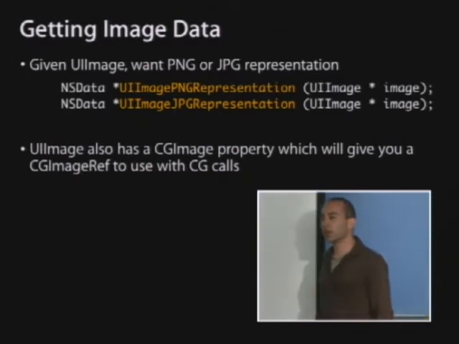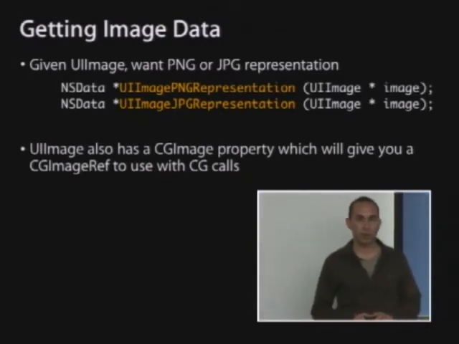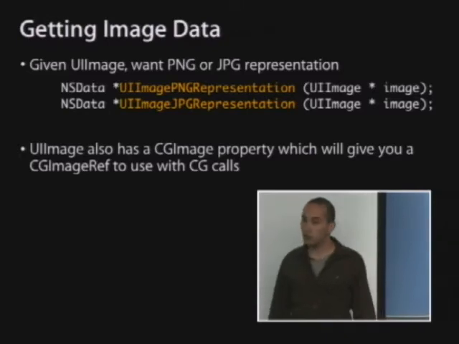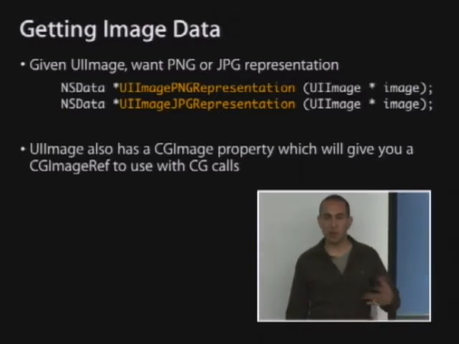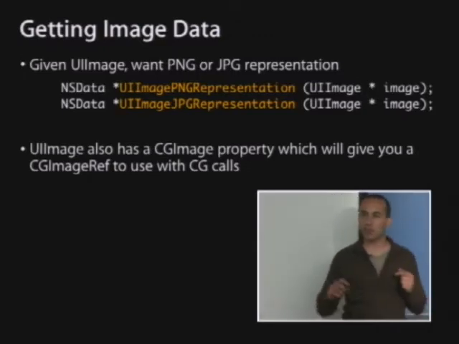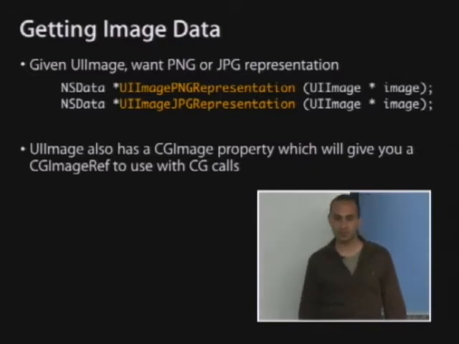And then you can convert that into different data representations if you want to send that back up to the network. So if you've got something in a bitmap context and you want to send it as a JPEG, here are a couple different functions you can use. So PNG and JPEG. And if you need to get a CGImageRef, if you want to use that image in CG calls, you'll see there's some CG calls that actually do things with images. You can actually get a CGImage from a UIImage with the CGImage property.